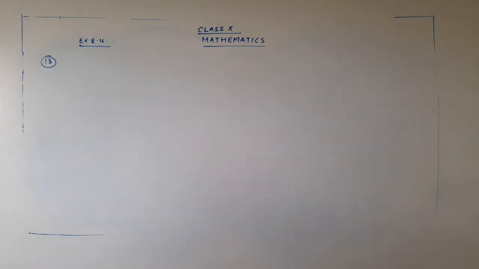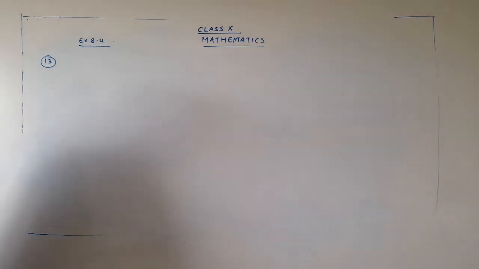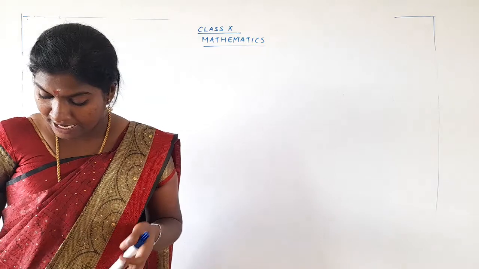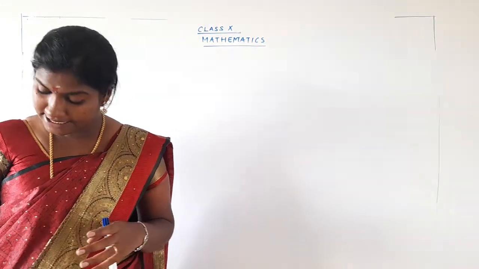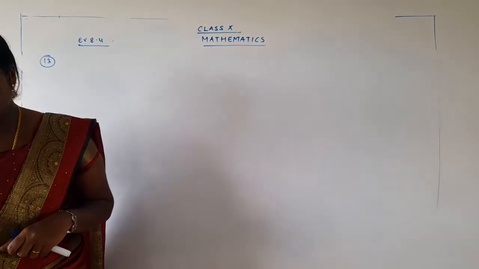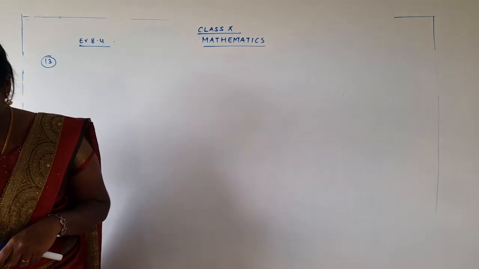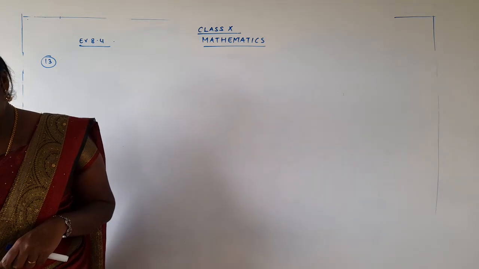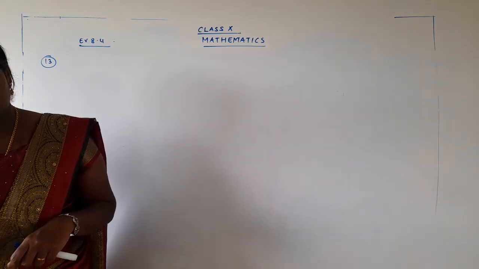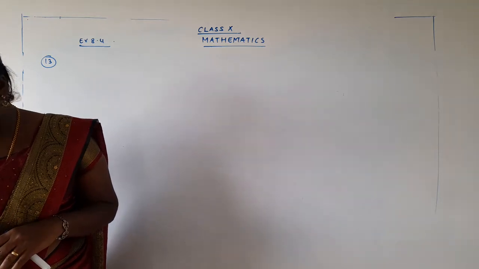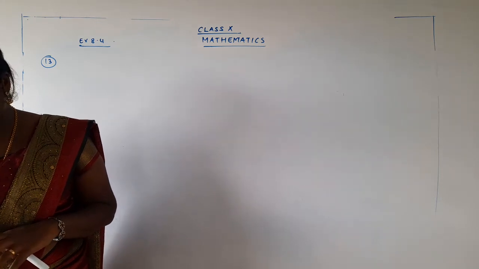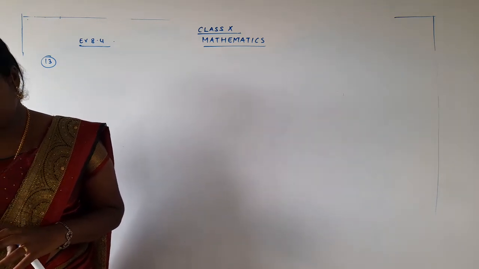The question says that if A, B, C are any three events such that the probability of B is twice as that of probability of A and probability of C is thrice as that of probability of A, and if P of A intersection B is equal to 1 upon 6, P of B intersection C is equal to 1 upon 4, P of A intersection C is equal to 1 upon 8, P of A union B union C is equal to 9 upon 10, P of A intersection B intersection C is equal to 1 upon 15, then find P of A, P of B and P of C.